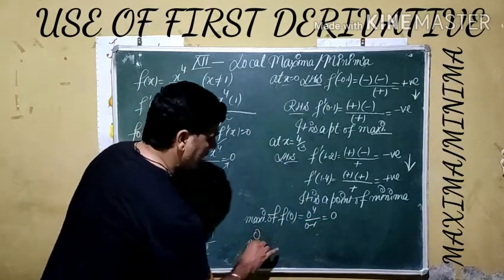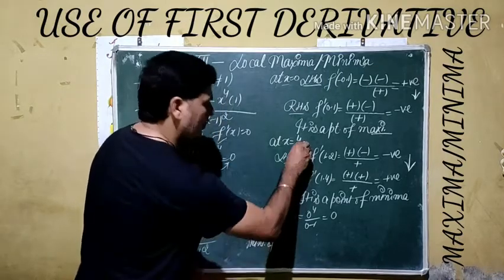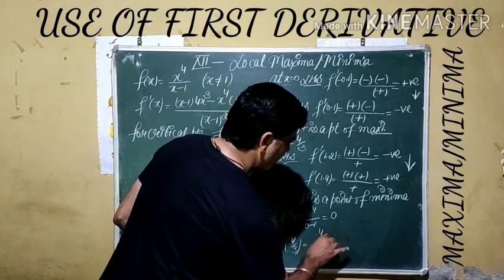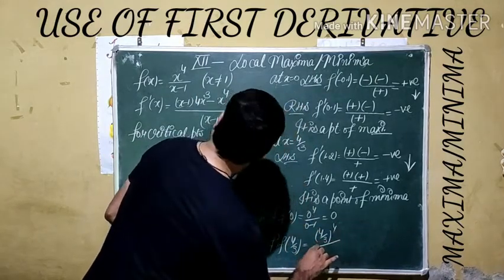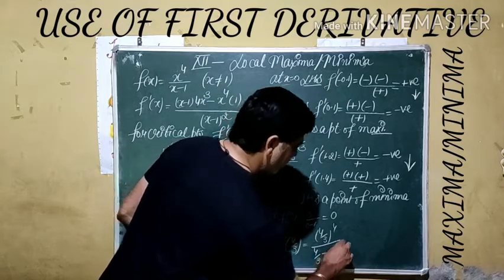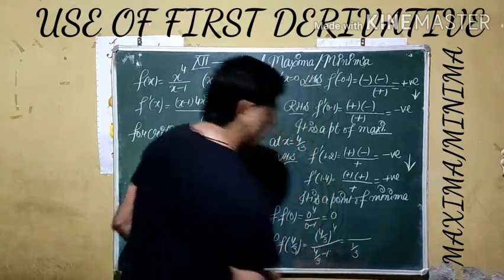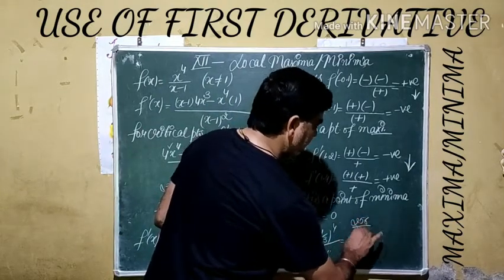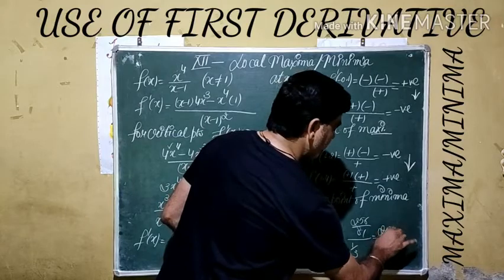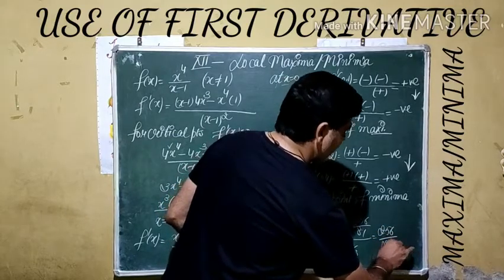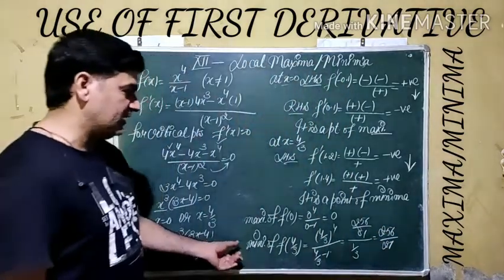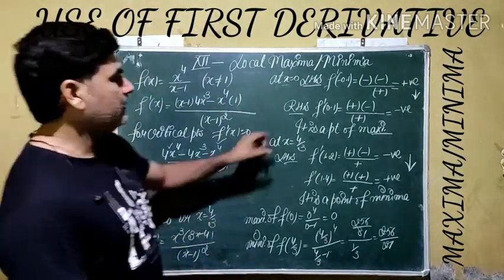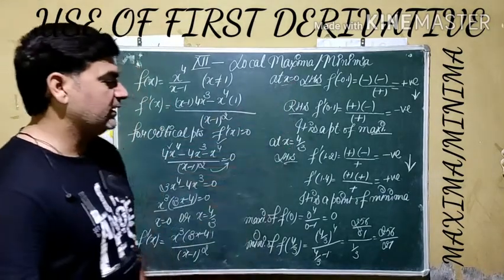And the minimum of f of x is at 4 by 3. So we replace x by 4 by 3. It becomes 4 by 3 raised to power 4 divided by 4 by 3 minus 1. In the denominator we get 1 by 3. In the numerator we get 4 to the power of 4, 256. 3 raised to power 4 means 81. If we simplify, we get 256 by 27 as the answer. This is the minimum value of the function and this is our maximum value of the function according to the testing points of the given function.